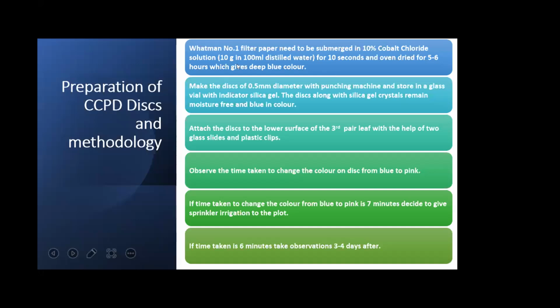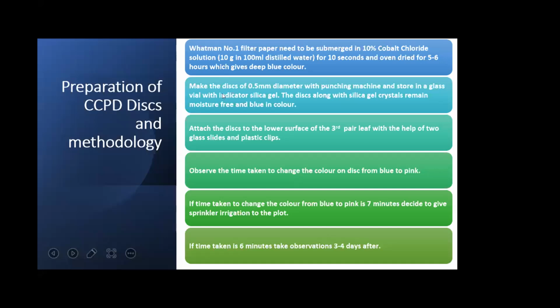You have to take 10 grams of cobalt chloride and dissolve it in 100 ml distilled water. After making this solution, you have to submerge the Whatman No. 1 filter paper in the solution for 10 seconds. And later on, you have to warm dry it for 5 to 6 hours. Some of you may ask, we do not have Whatman No. 1 filter paper, and we do not have a warm dryer. You can also dry it in the sun for 2 to 3 hours. It turns to a deep blue color.